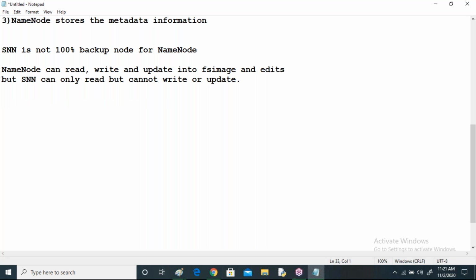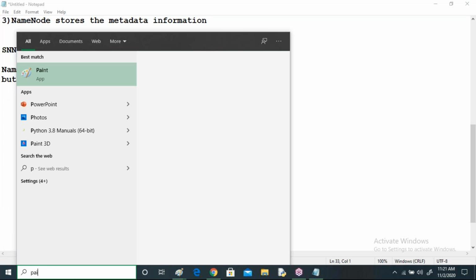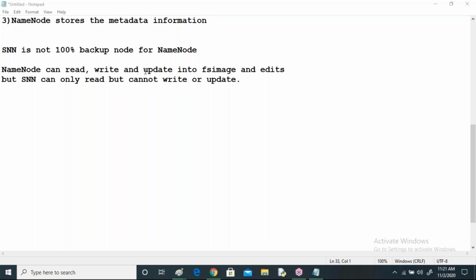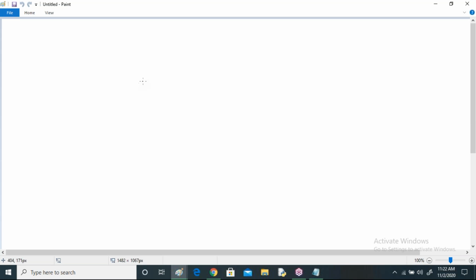But if you observe, from Hadoop 2 onwards, we have got high availability, with multiple name nodes: name node 1, name node 2, and name node 3. When name node 1 is active, name node 2 will be in passive mode. Only one name node will be active, and the others will be in passive mode. From Hadoop 2 version onwards, we can have multiple name nodes.